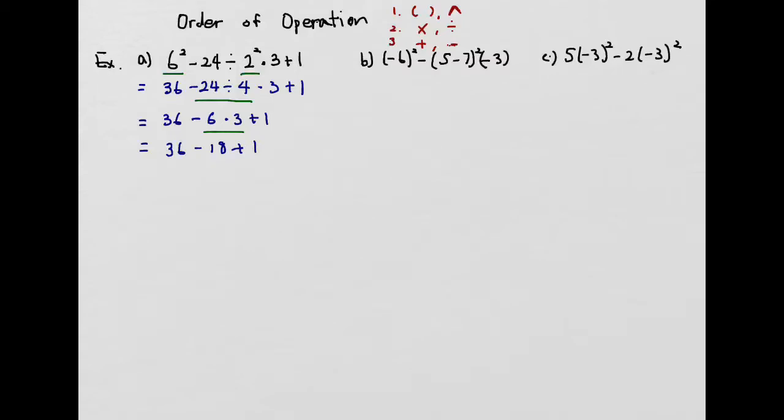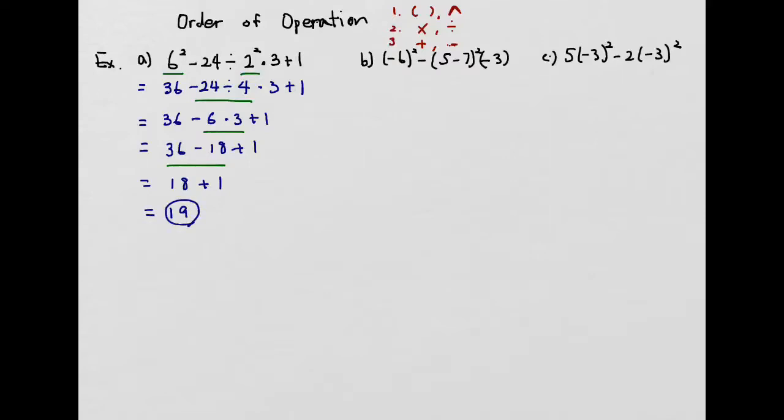Now power is gone, division is gone, multiplication is gone. Now I have addition and subtraction remaining, and whichever comes on the left side first, so I will do the subtraction first. 36 minus 18 is 18. And then plus 1. That gives you 19 for that problem.